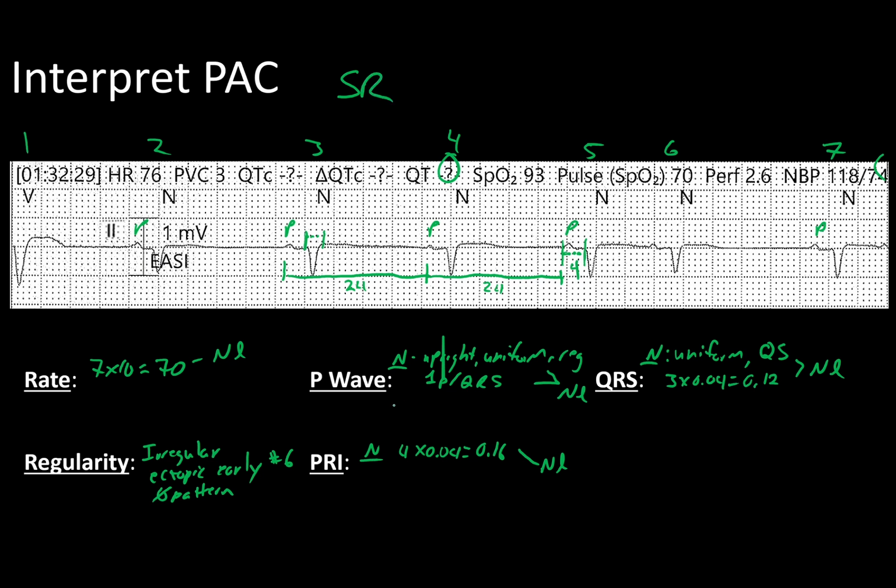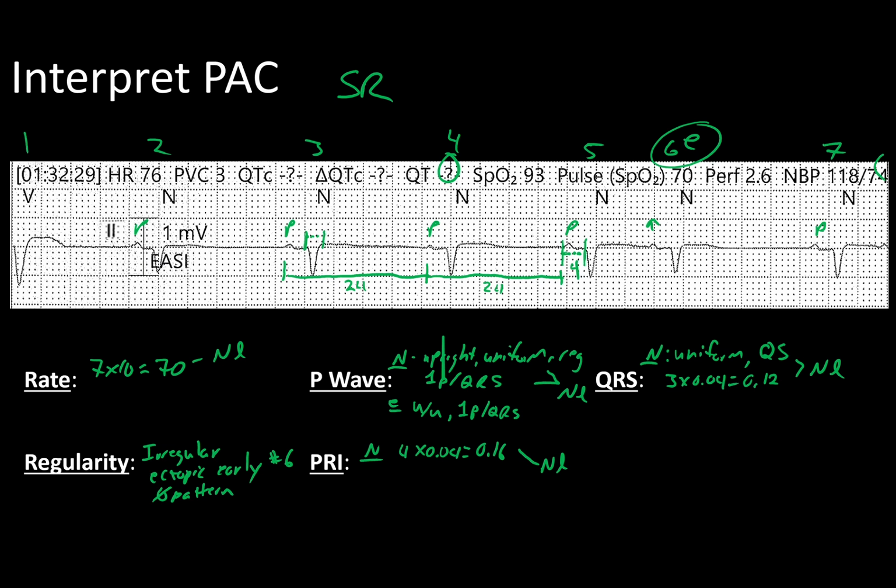So now we just need to look at our ectopic and see what's going on there. Our single ectopic beat, beat number 6, has an upright P wave, and it actually matches the other P waves as well. So we're going to say upright and uniform. I have 1 P for the 1 QRS, and so that's good there.